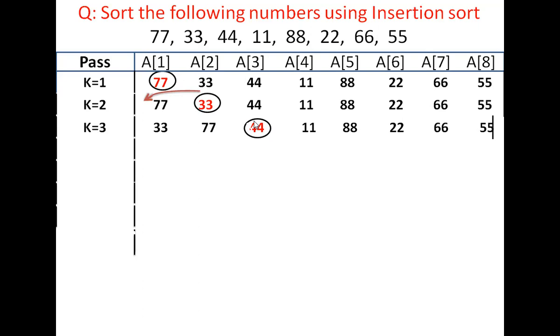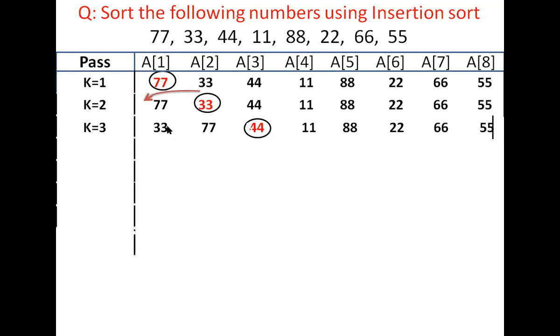Now 44 has to be inserted into its proper position in the previous subarray. What is the previous subarray? The previous sorted subarray, 33 and 77, forms the previous sorted subarray. Now, 44 has to be inserted in this subarray.